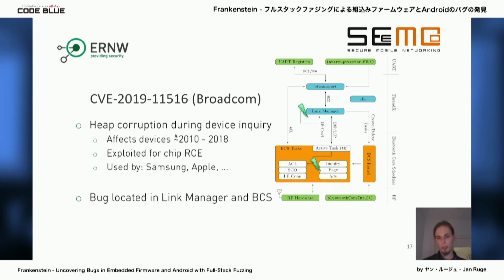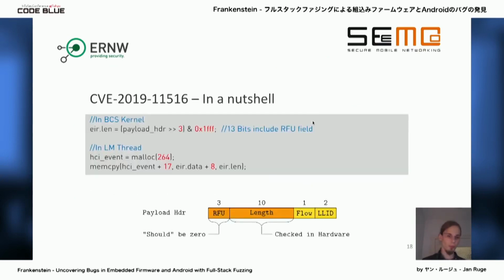And the interesting part here for you is that this bug is actually located in two different components of the firmware. One is the Bluetooth core scheduler that is affected, and the other is the link manager. And here's the relevant code. In the Bluetooth core scheduler, we try to get the packet length from the payload header. The definition of the payload header you can see here on the bottom. First of all, we are discarding the lower 3 bits, and this is okay. And then we apply a bit mask to mask out the length.